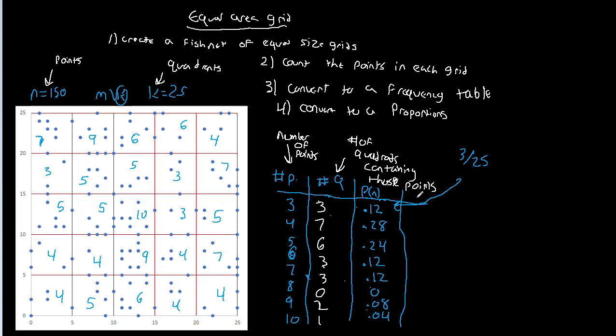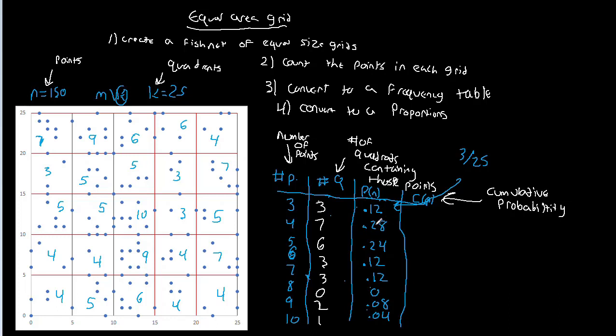Okay, so what we need to do is convert this to the cumulative probability, which I'm going to call C of P. This is just the cumulative probability, or cumulative proportion. And literally all we're going to do to get this cumulative probability is add this column.